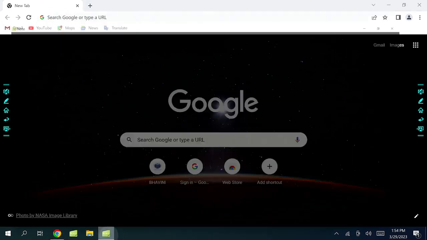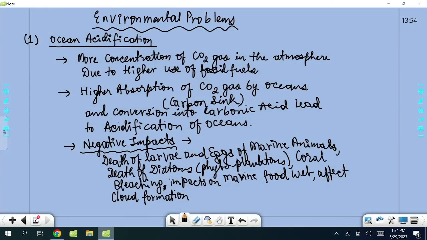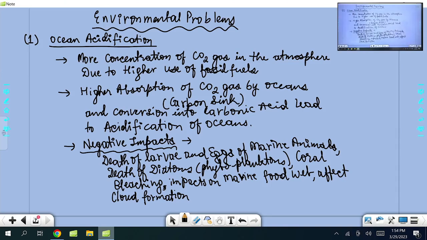Did you understand the things I mentioned here? How the cloud formation will get affected, how the marine life will be affected. Yes? See, that's what I said. When you are in UPSC preparation, you should always try to understand the basic thing.